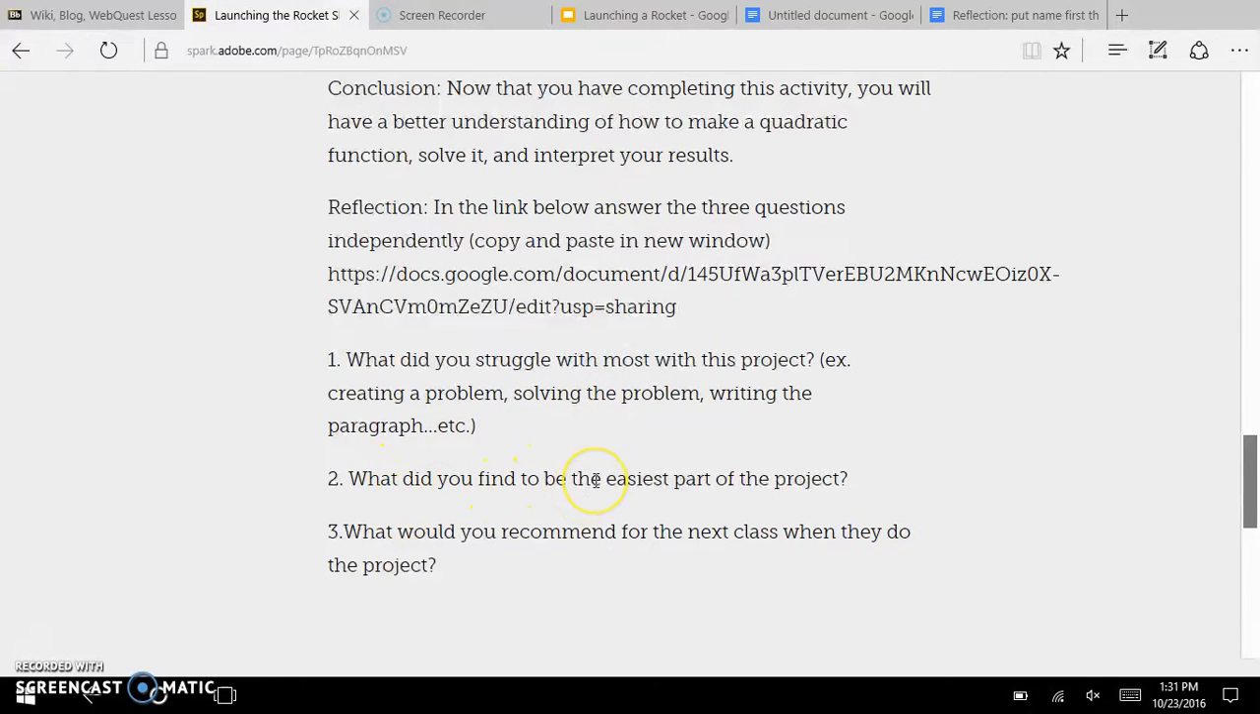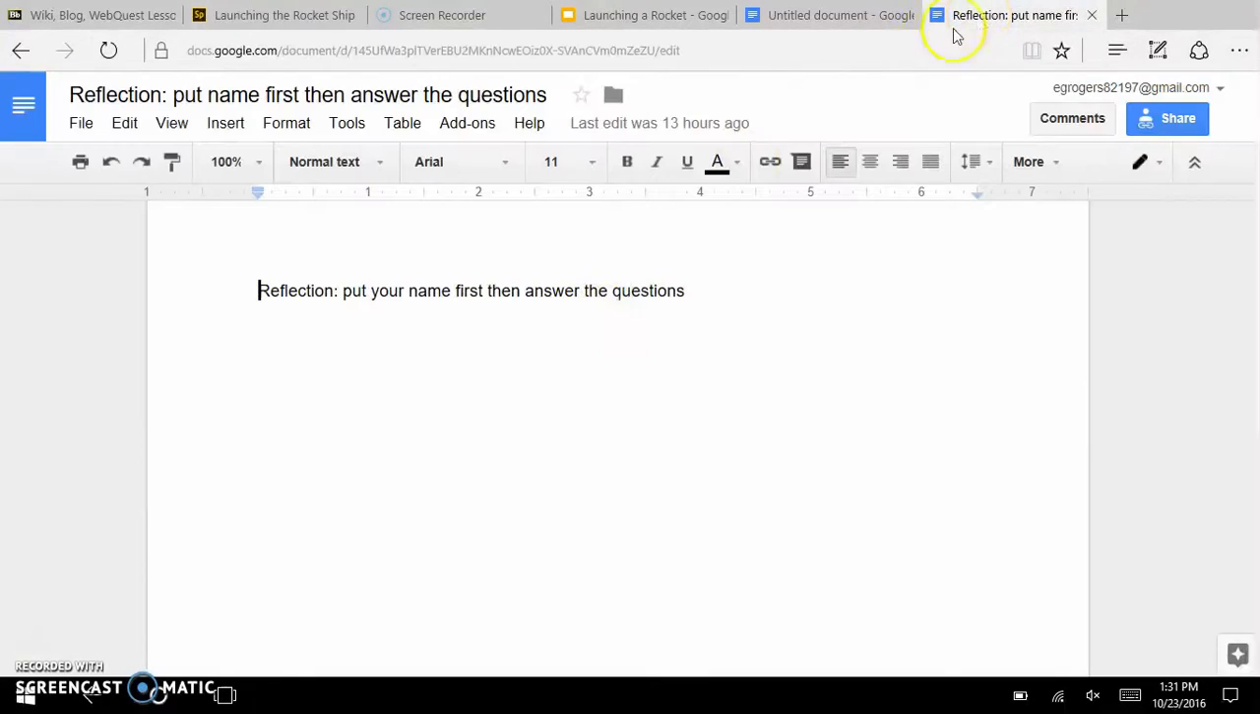What did you find to be the easiest part? Maybe they didn't struggle with creating it or solving it or explaining why their answer is correct. And what advice would they give for the next class when they complete the project? And when they copy and paste this will pop up, and then they just write their own names since this is independent, and then their answer for these questions.